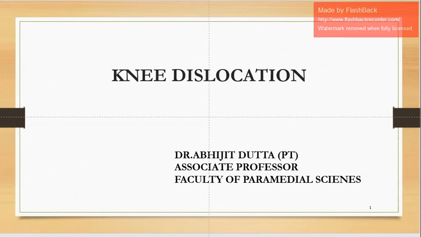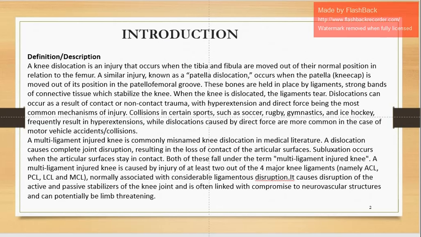Hello students. So today let us see the topic knee dislocation. It is an injury that occurs when the tibia and fibula are moved out of their normal position in relation to the femur. Sometimes it is also called patellar dislocation, but there the patella, the kneecap, is moved out of its position from the patellofemoral groove.